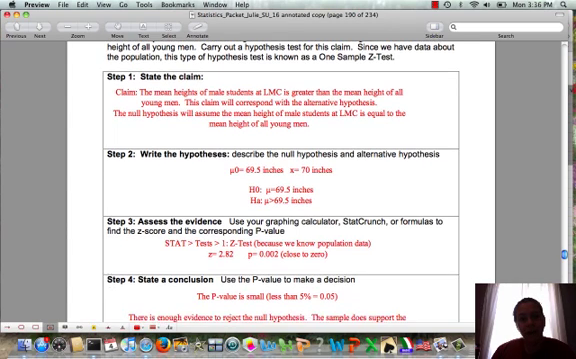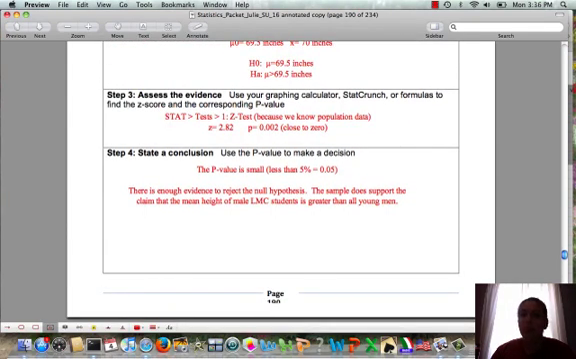So now we want to state our conclusion. The p-value is small, less than 5% or 0.05. Remember, by default, we use 0.05 to make decisions. So we say there is enough evidence to reject the null hypothesis. The sample does support the claim that the mean height of male LMC students is greater than all young men. Now remember, we're saying the sample supports the claim. We're not saying for certain that the claim is true, but we can say it seems likely from the data that the claim is true.